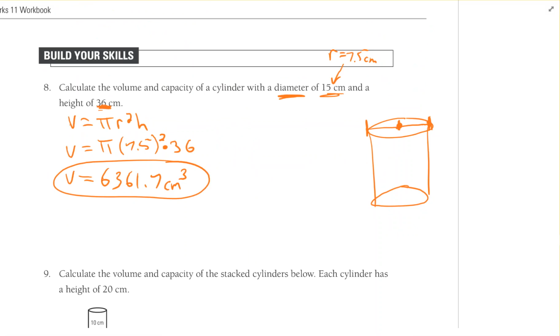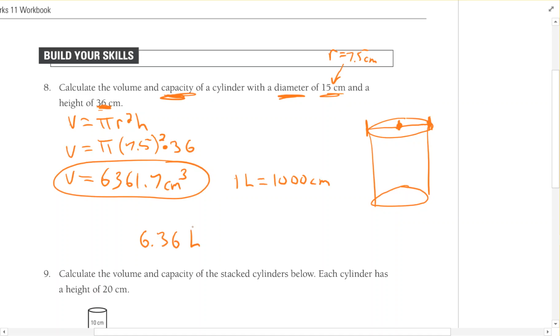Oh, sorry, that's actually not completely it because I forgot about the capacity part. This was the volume that we found. So remember, if you want to figure out capacity, in 1 liter there are 1,000 centimeters cubed. So all I need to do is divide this number by 1,000. So my capacity would be 6.36 liters. That's it. You just need to divide.